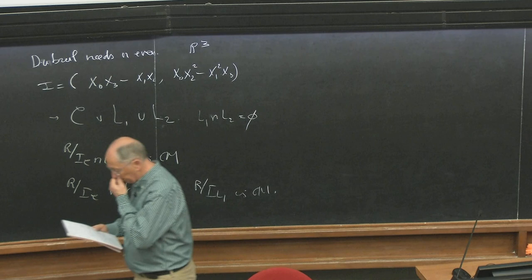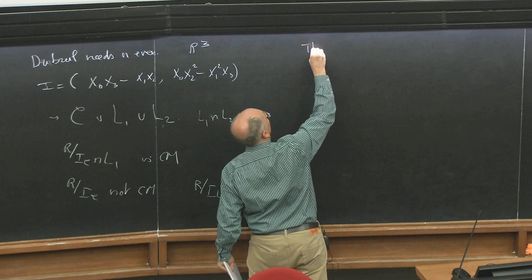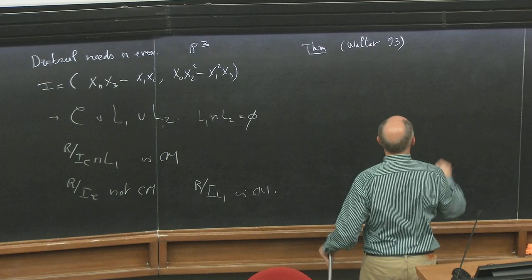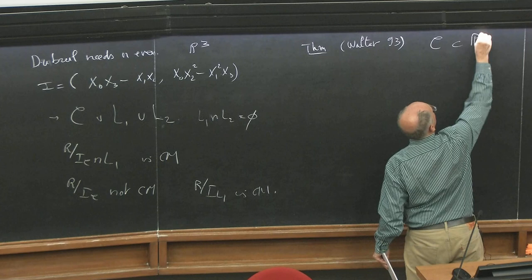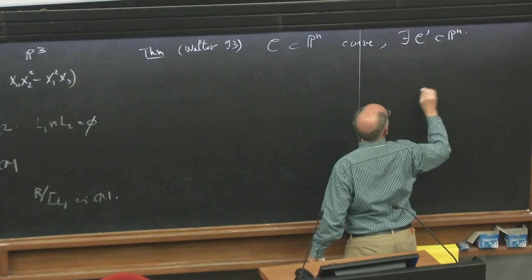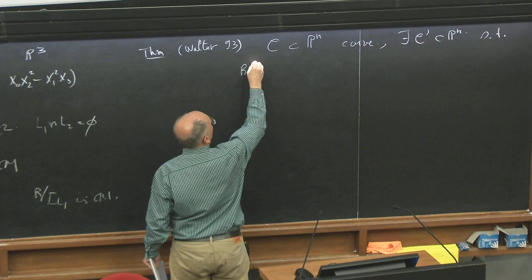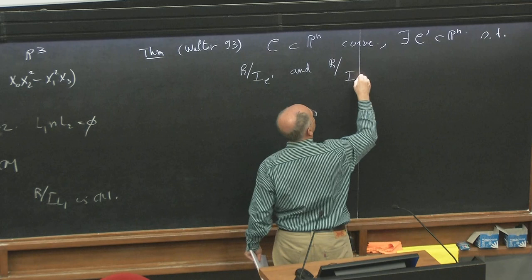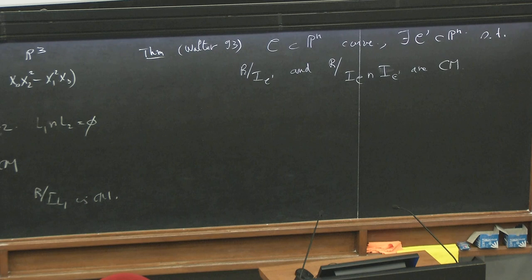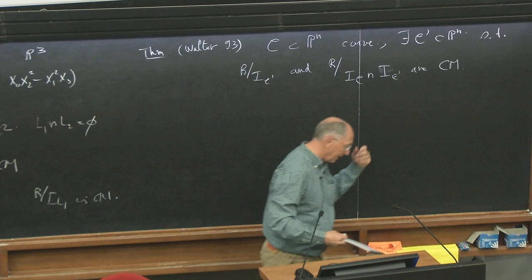Okay, now there is a nice theorem of Charles Walter that says that this is not an isolated phenomenon. This is from '93. It's more general, but I'll just give this. If you take C in Pn a curve, any curve, which means you have no associated points, then there exists another curve C prime in the same Pn, such that both R modulo I_C prime and R modulo I_C intersected I_C prime are Cohen-Macaulay. So any curve could be linked to a Cohen-Macaulay curve by a Cohen-Macaulay curve, that is the union of the two. So there is no chance. If you look at liaison classes for Cohen-Macaulay, everybody is in the same liaison class. It's easy to deduce from that.